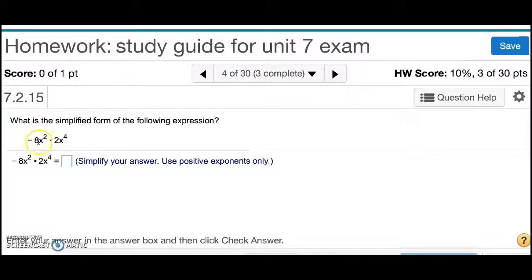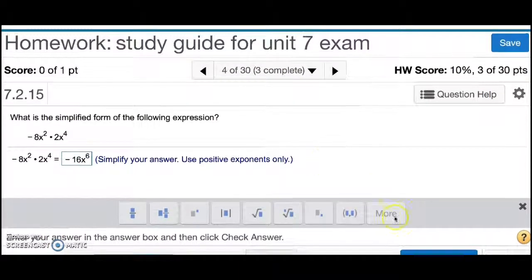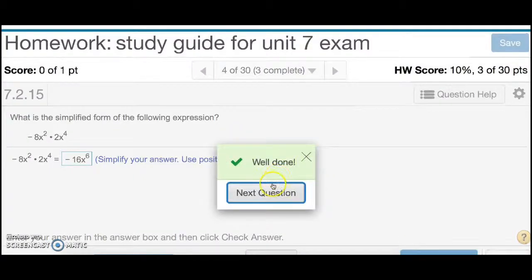So all I do is multiply the numbers in front to each other, the coefficients. So negative 8 times 2 is negative 16. Now I have variables, same variables with exponents. When I multiply them, I add the exponent. So 2 plus 4 is 6. I'll have x to the 6th power. And that is number 4.